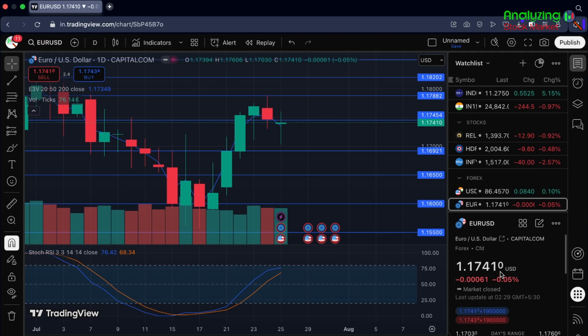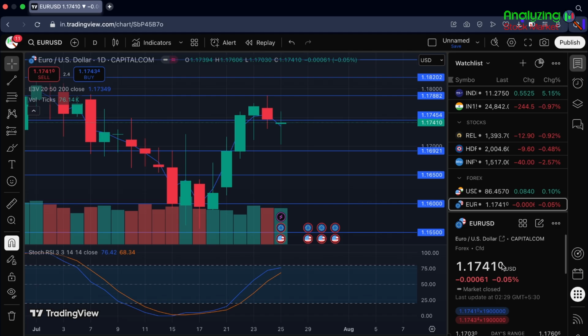Now we'll be talking about some important support zones and what could happen this week. I'll be marking some important support and resistance zones which will help you to take better stop loss and target levels according to your bias, and also I'll be sharing my opinion on what could happen in the coming week according to my analysis and previous week movement.